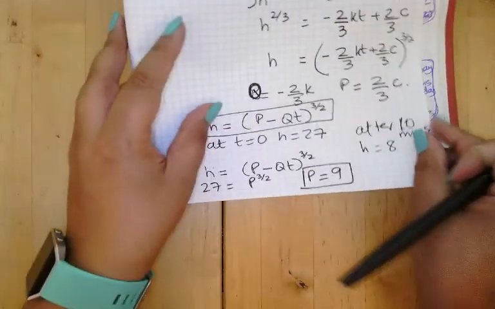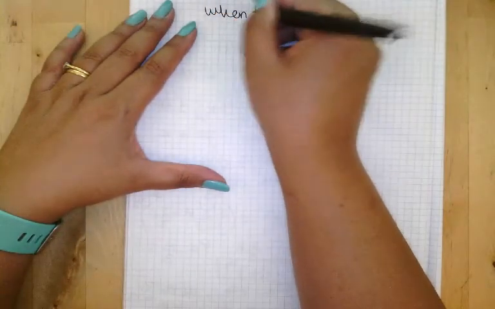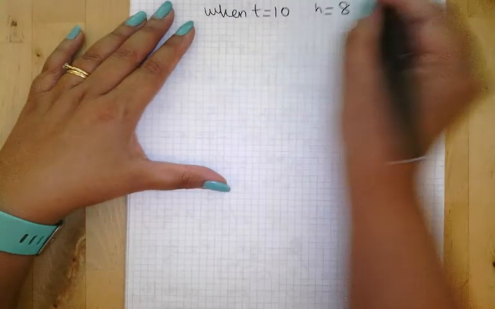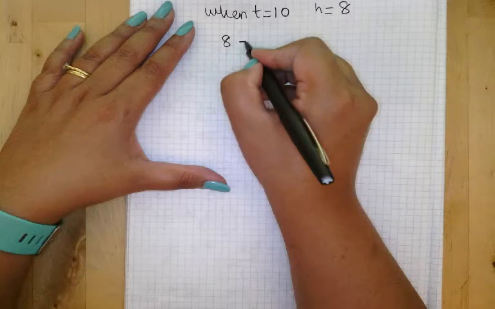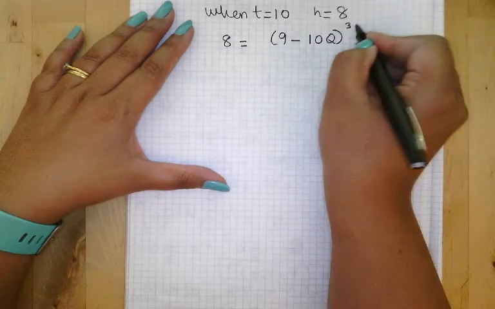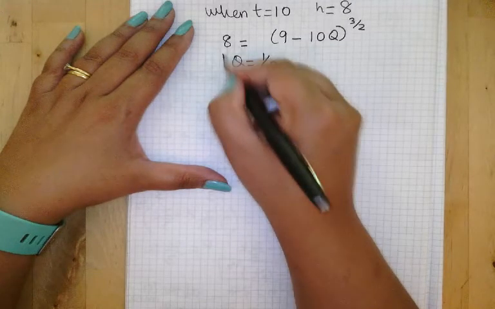And then the other condition is that when t is 10, h is 8. So 8 equals 9 minus 10q to the 3 over 2. Now I've got to find q. If I solve this equation, I will get q equals a half.